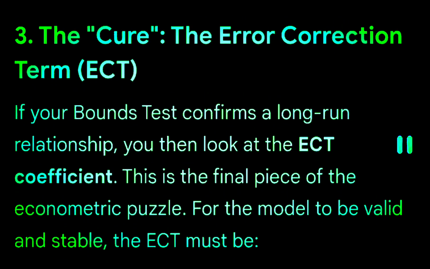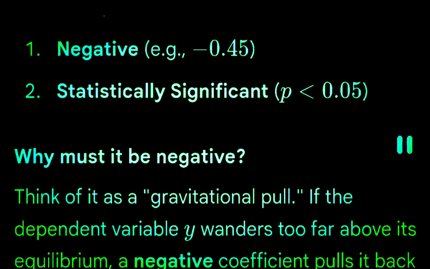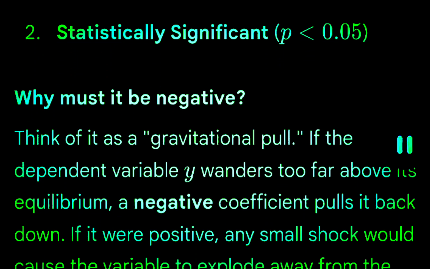If your bounds test confirms a long-run relationship, you then look at the ECT coefficient. This is the final piece of the econometric puzzle. For the model to be valid and stable, the ECT must be negative, e.g., minus 0.45, and statistically significant, p less than 0.05. Why must it be negative?